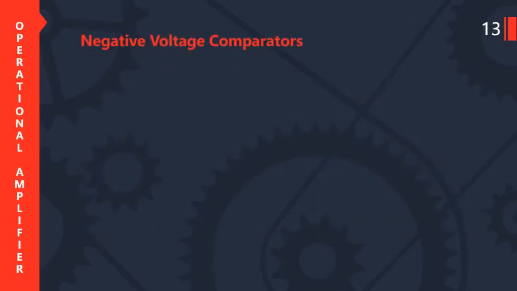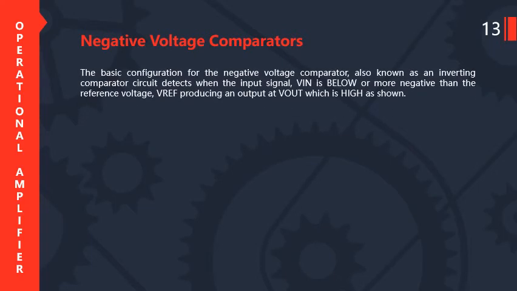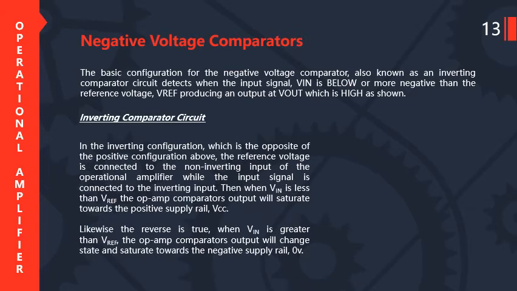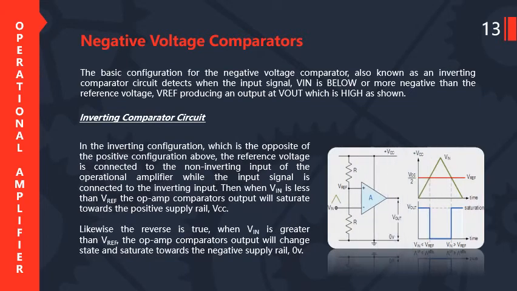Next is the negative voltage comparator. The basic configuration for the negative voltage comparator, also known as the inverting comparator circuit, detects when the input signal Vin is below or more negative than the reference voltage V reference, producing an output at V out which is high, as shown in the figure. तो इसके अंदर हम पढ़ेंगे inverting comparator circuit जो कि negative voltage comparators में आता है.